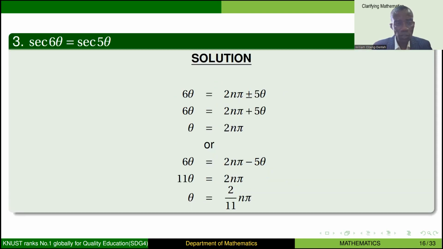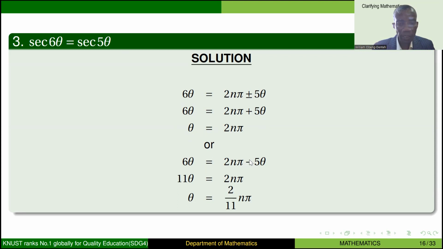We are moving on to sec 6 theta being equal to sec 5 theta. Remember that sec is the inverse of cos, so we will be using the concept that helps us to find that value. So we get our 6 theta equals 2n pi plus or minus 5 theta. Then we do the simplification. So we are picking the plus first. We shall subtract 5 theta from both sides. So this side will be cleared and this will be left with theta because we are subtracting 5 theta from that.